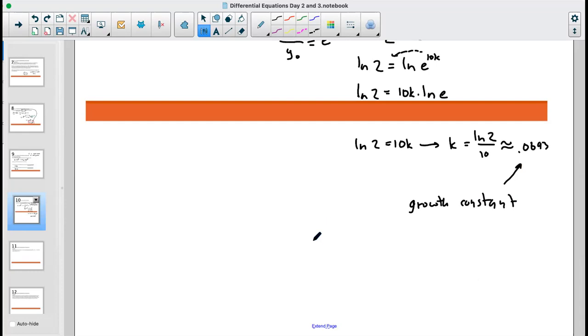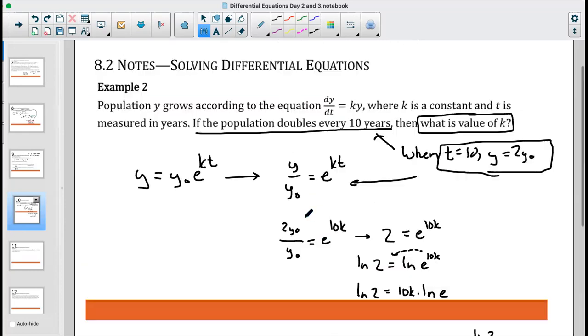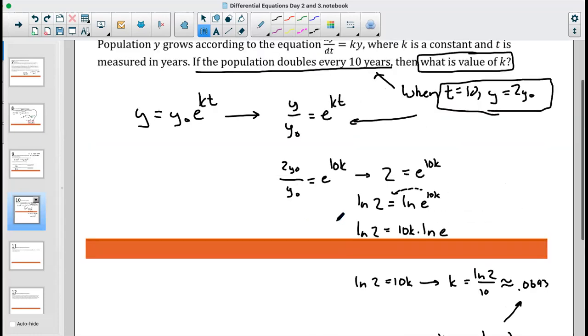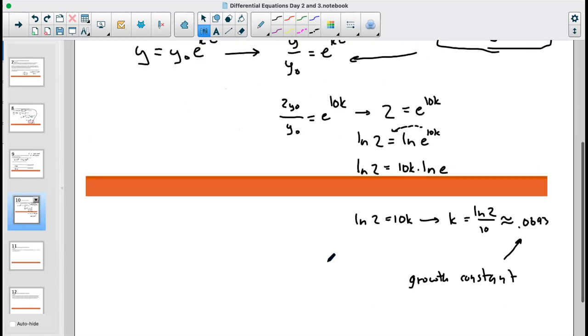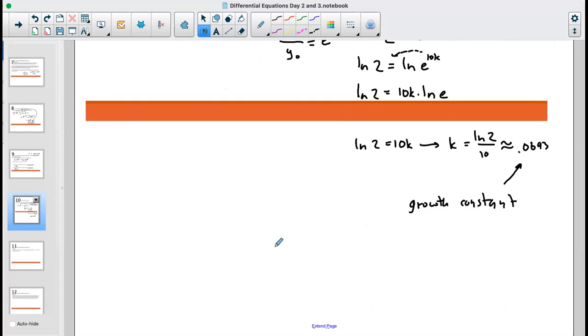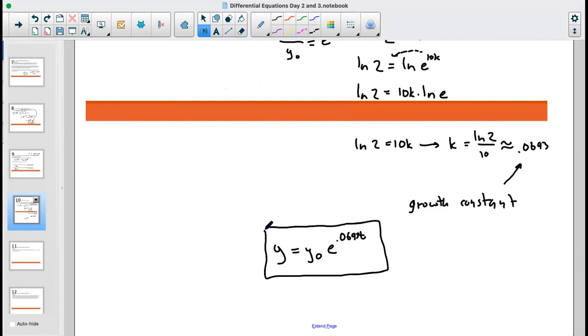And so if I wanted to write this, I have this equation here. I now know that k is 0.0693. So I could rewrite this as y0 e to the 0.0693t. We found the growth constant for this, and then given any initial amount, I can tell you after how many years how much there is. So that's the point of this.